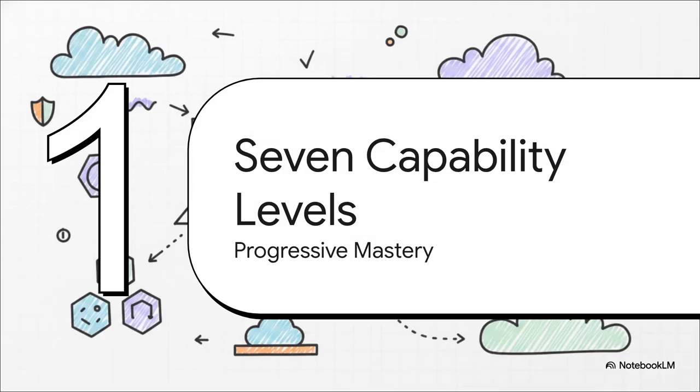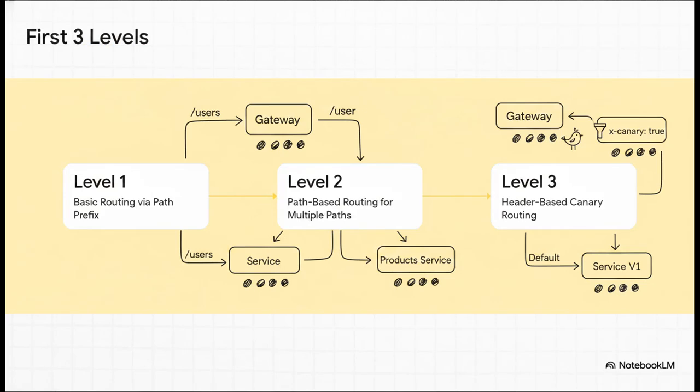The 7 levels of capability. So how do we actually use this to solve those deployment fears we talked about? We're going to gamify this a bit. There are 7 progressive levels of capability we need to unlock to fully master the Gateway API. Let's start climbing. Level 1 is basic routing. This is your absolute minimum viable setup. An HTTP route matches a path prefix like /users and forwards traffic to the backend Kubernetes service, which then load balances across your ephemeral pods.